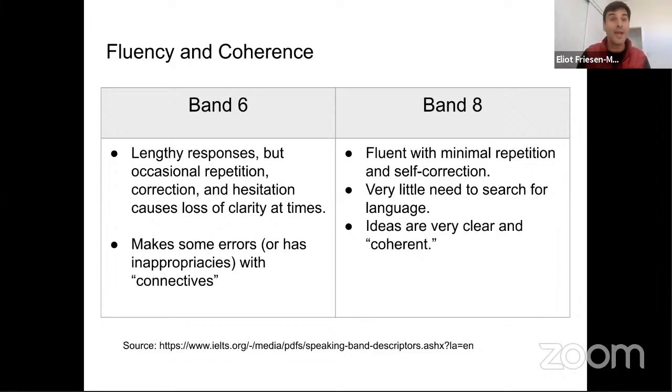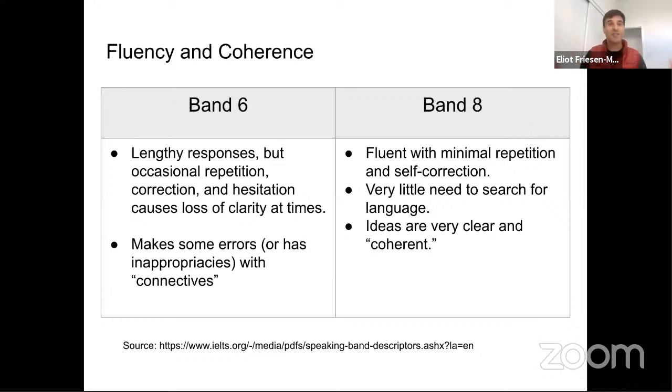Again, when we look at samples of band 8 responses, we can see that there are no gaps in logic. As a listener, I don't need to fill in information, and the ideas seem to flow from one sentence to the next very logically.